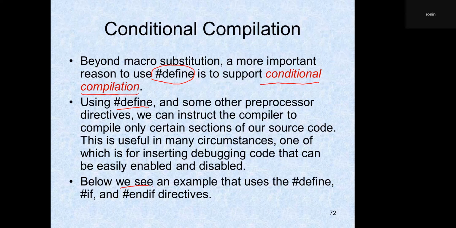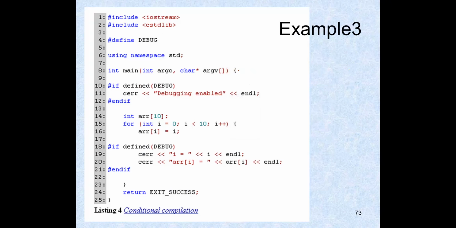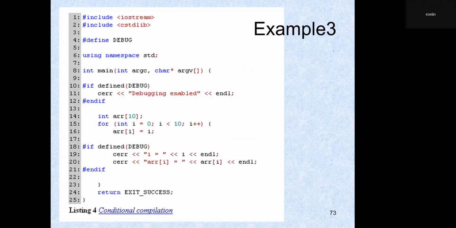Below, we see an example that uses the define, ifdef, and endif directives. Look, this is an example. We can use this to support conditional compilation. We define DEBUG, and here, if DEBUG is defined, then say error.